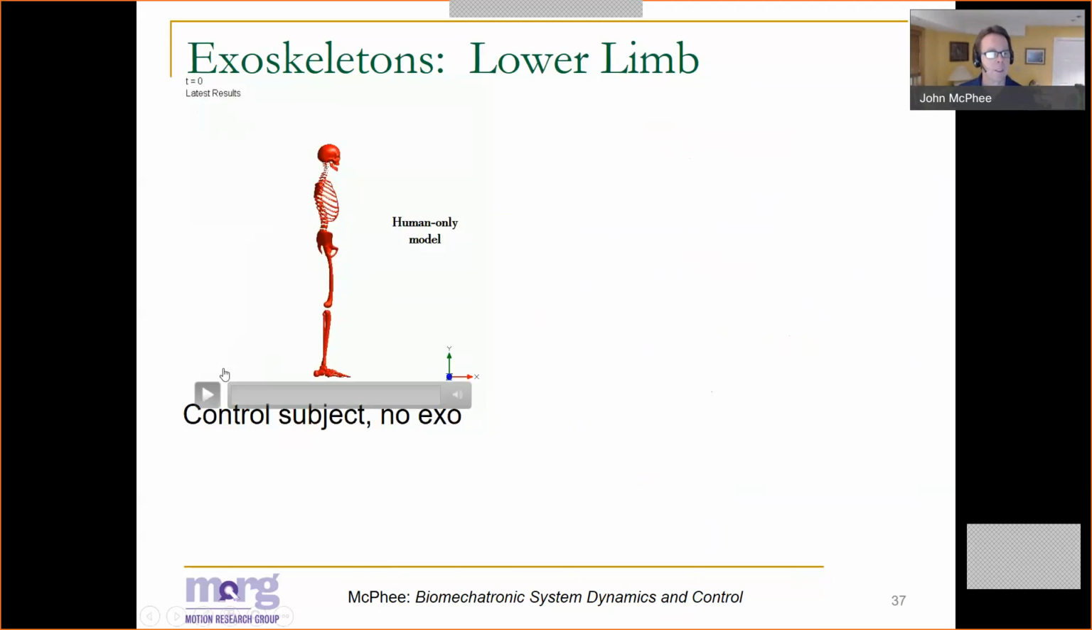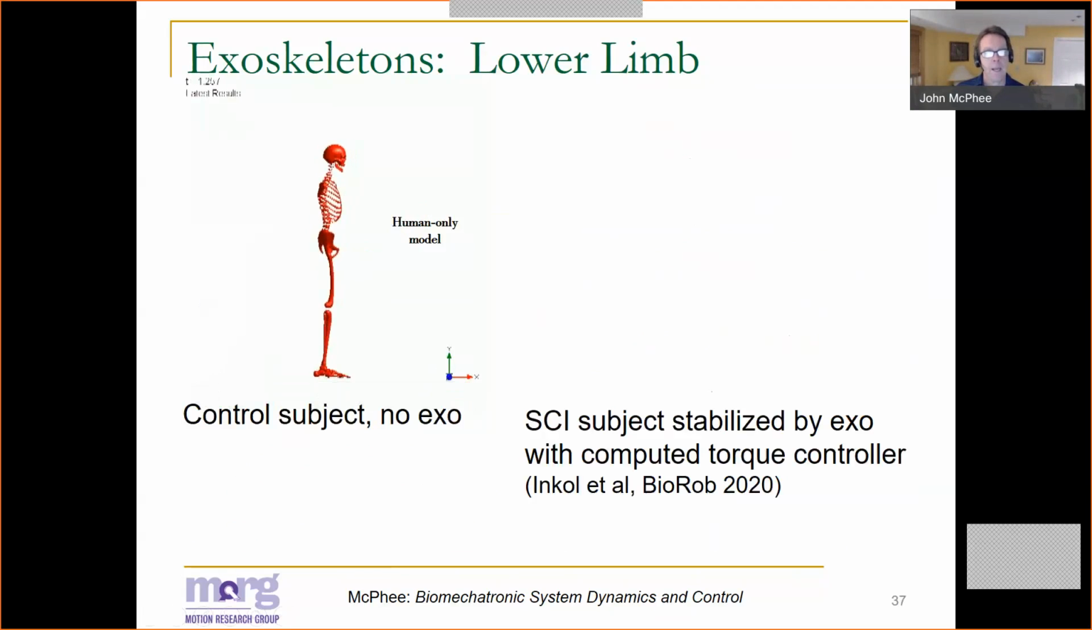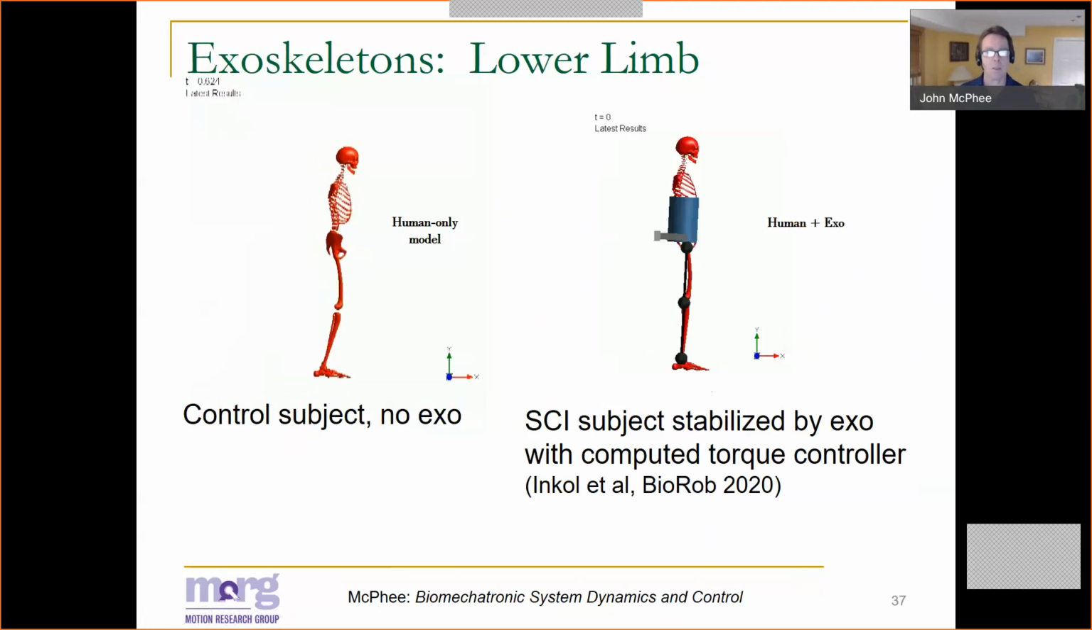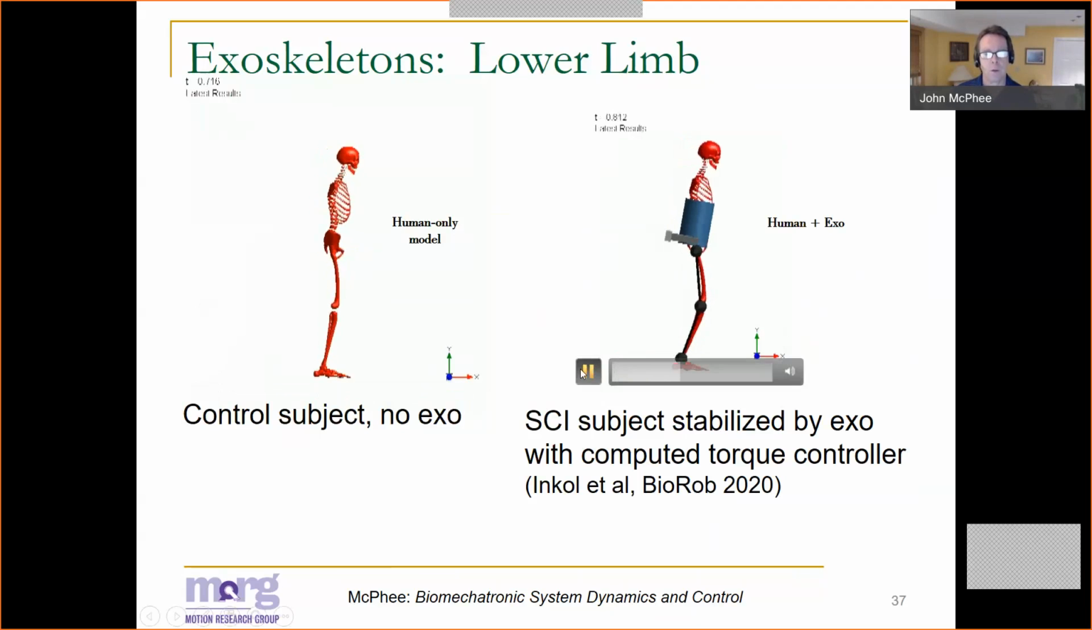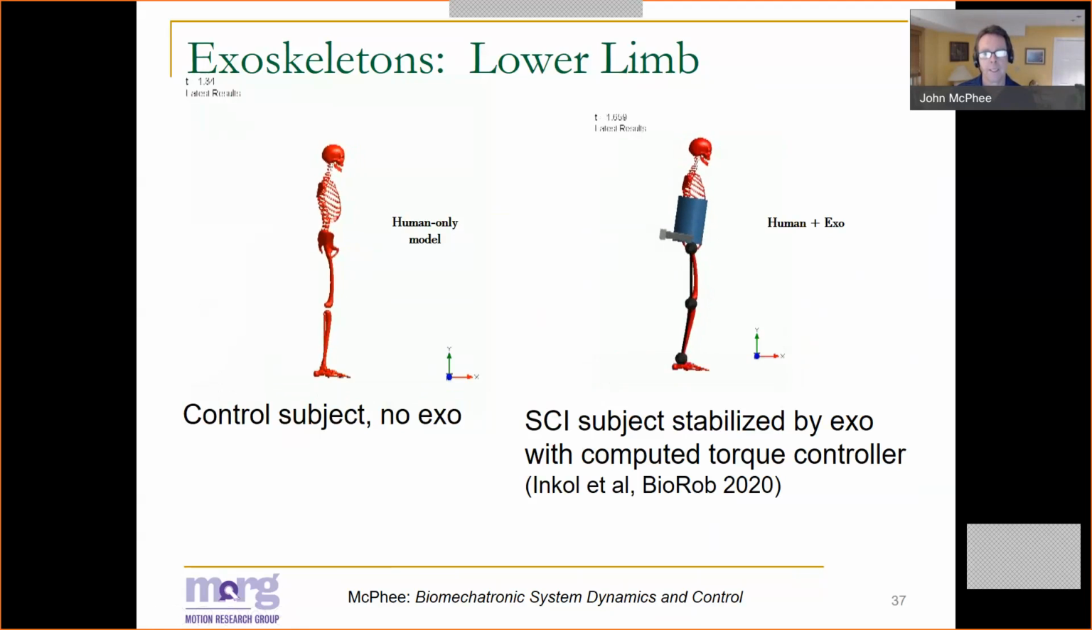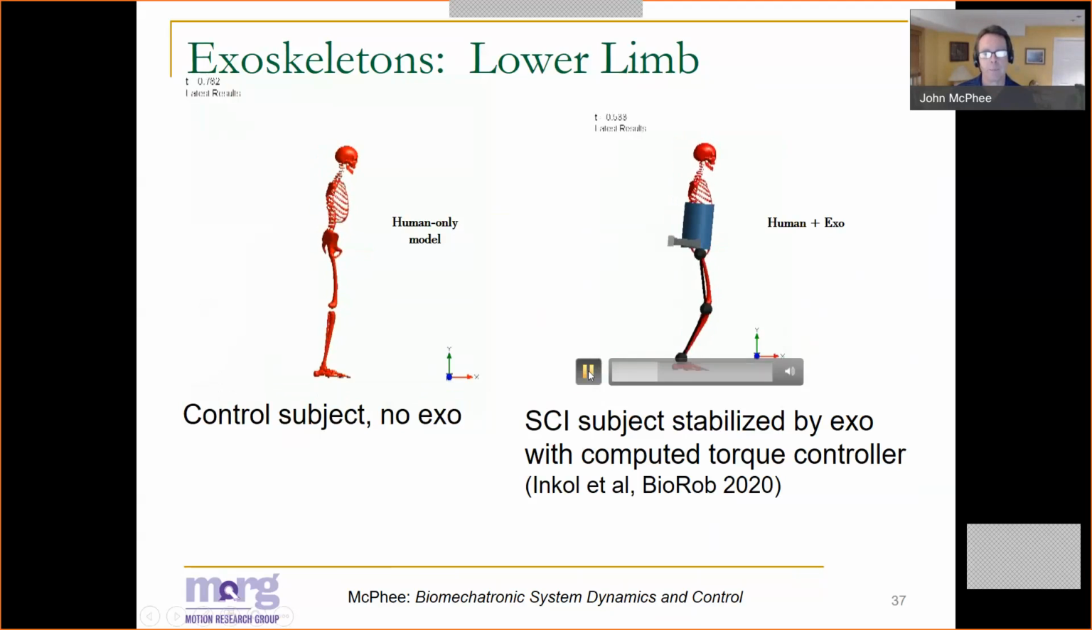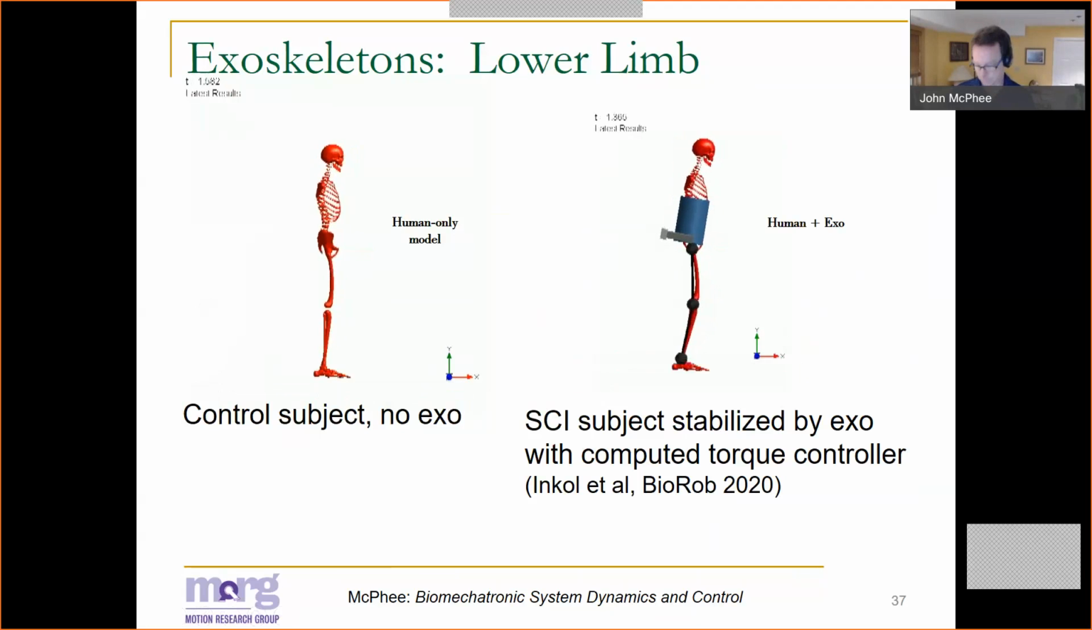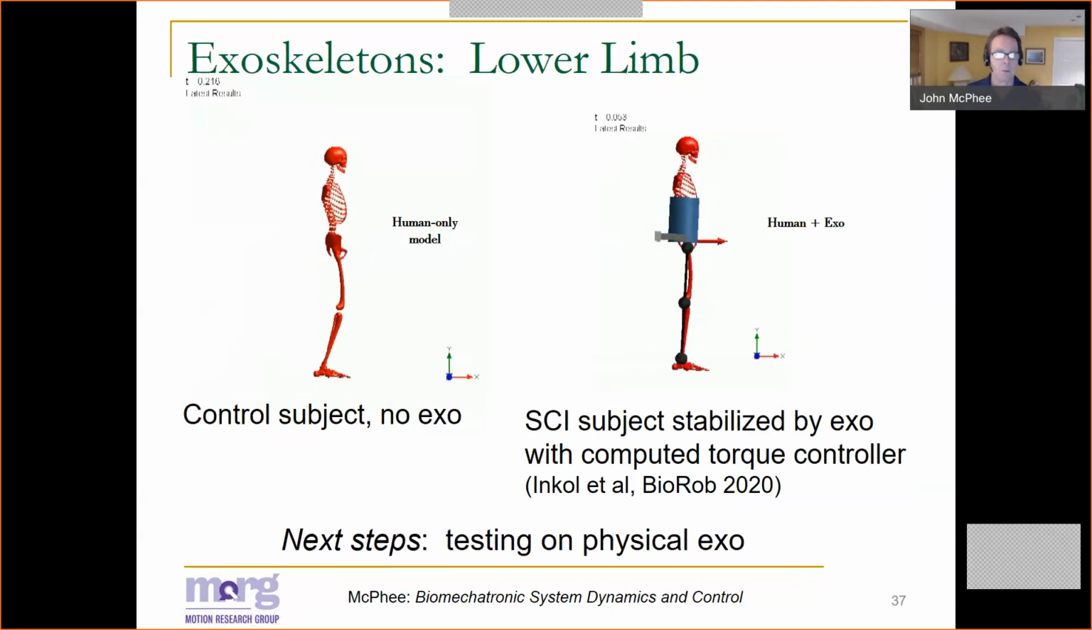So again, these are results for the control subject not wearing an exo. Now we're going to put that exoskeleton on the SCI subject who was unable to maintain balance before. And now you can see that with this controller running on the exoskeleton, it is able to maintain balance of the SCI subject, which was exactly our goal.